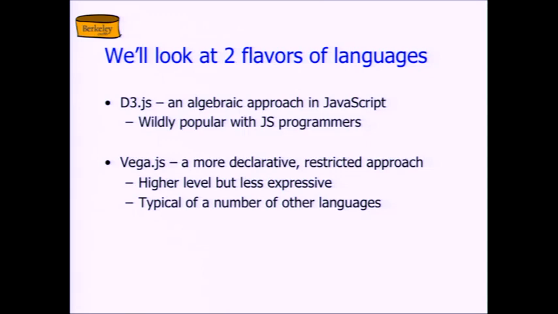The second one we'll talk about is Vega.js, which is a higher level language that actually compiles down to D3. It's more declarative, but it's also more restricted. It doesn't let you do as much, so it makes a trade-off between conciseness and expressivity. Vega.js is actually typical of a number of high-level data visualization languages, and that's the reason I'm showing it to you: there's a family of languages that all kind of smell like Vega.